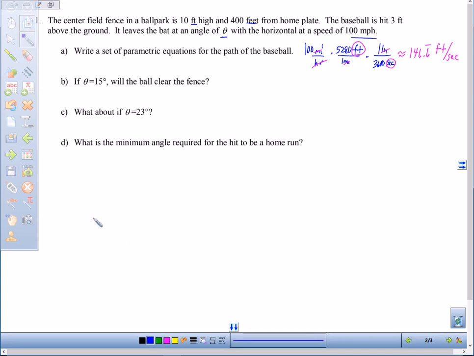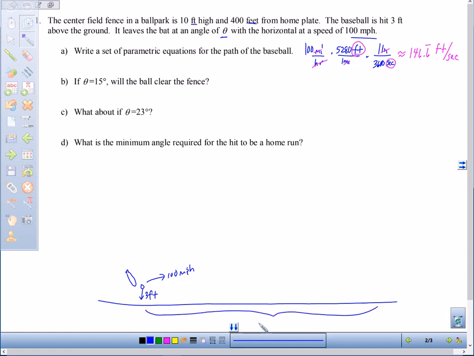Mr. Campbell does a great job of drawing, but I'll try to do a job of drawing and we'll see how it turns out. So if we have our field down here and the ball is 3 feet, we're already kind of off scale here, and here's my bat. We're going to hit this and it's going 100 miles per hour. And we have to go 400 feet. And we know that this wall is 10 feet tall. Obviously not drawn to scale in a lot of different ways, but we have our 10-foot high wall and an idea of what's going on there.